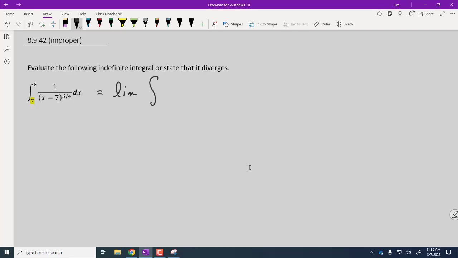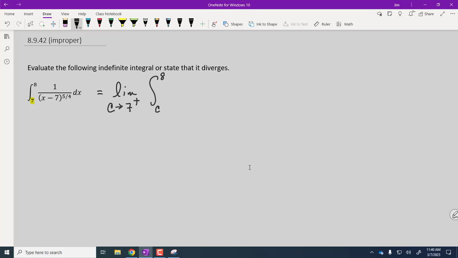So we're going to replace our bad endpoint with c. So we're going to go from c to 8. This is going to be our definite integral. And c is going to go to 7 from what side? So if our interval is 7 to 8, and we're putting a c in the middle, here's our definite integral from c to 8. c is going to 7 from the right-hand side. So approach 7 from the right.